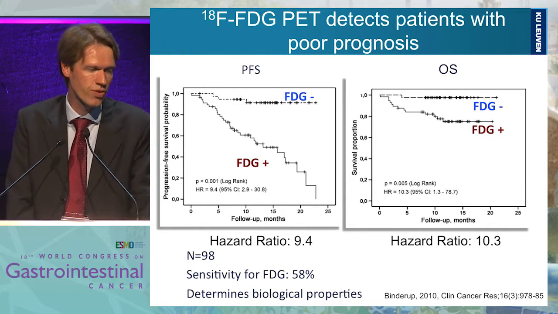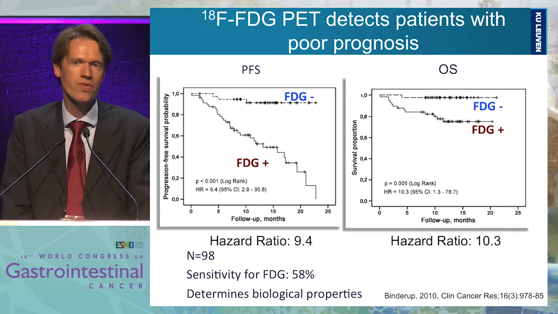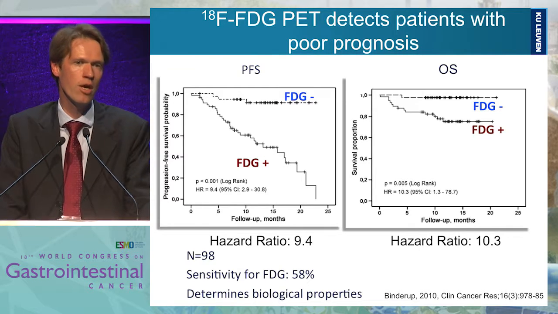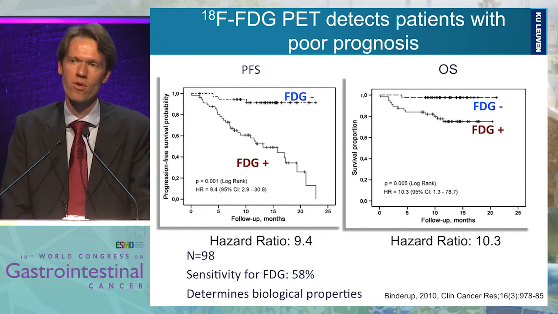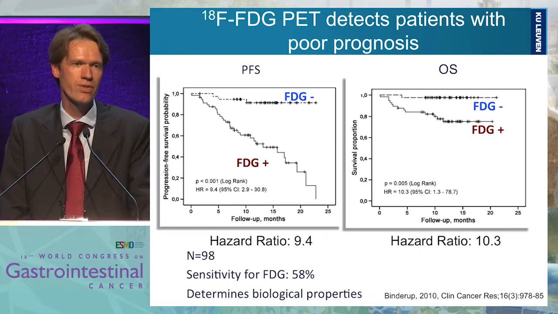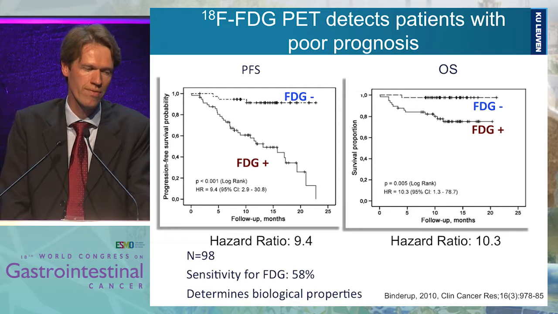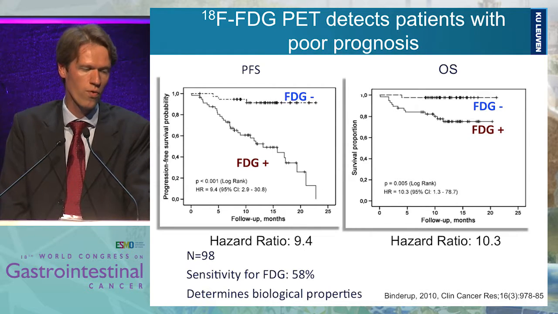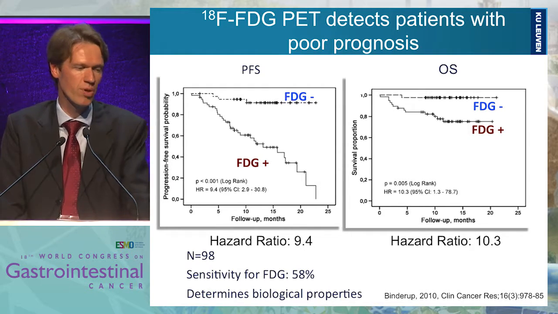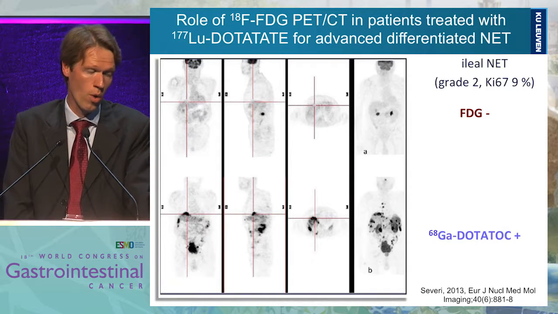It's from the Danish study that I already previously mentioned, but you see that there's a huge difference in PFS between patients that are FDG negative compared to FDG positive with a hazard ratio of 9.4. And there's also a similar hazard ratio for FDG negative versus positive for overall survival, showing that FDG positive disease clearly has a worse prognosis.